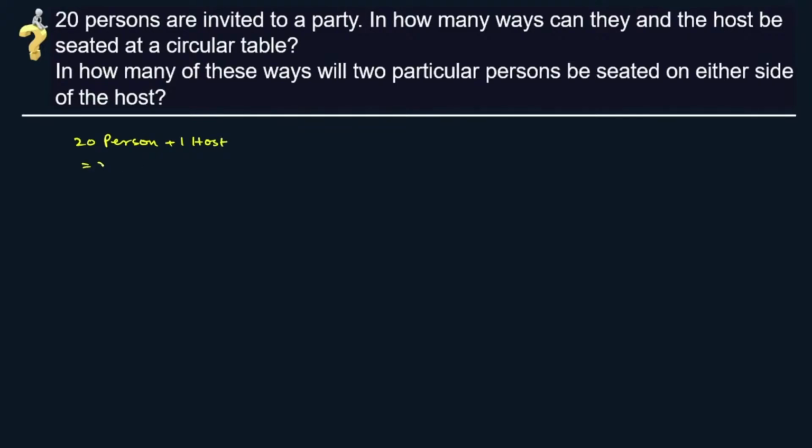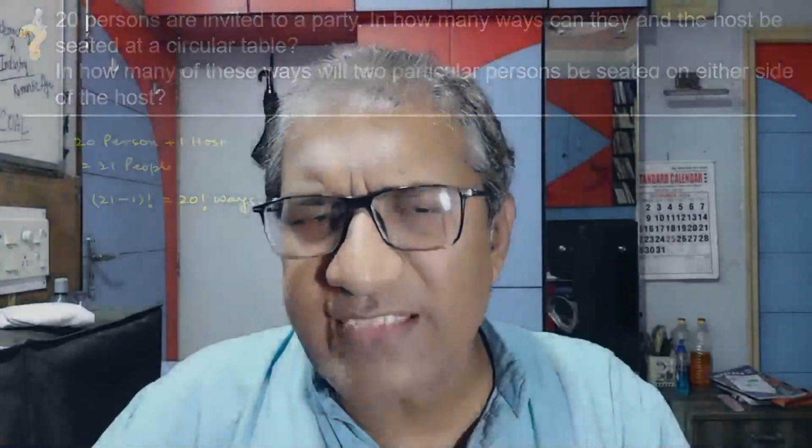So there are actually 21 people. Now the question is, in how many different ways they can be seated at a circular table? So naturally, the total number of ways they can be arranged on the circular table is 21 minus 1 factorial different ways. That is, factorial 20 different ways.